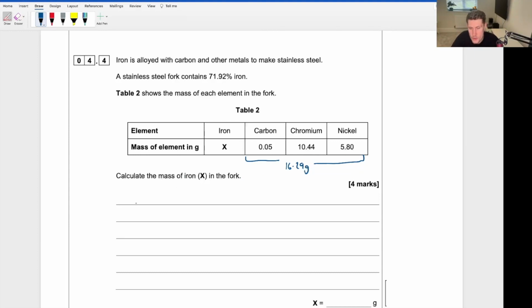And I know that out of the 100%, 71.92% is iron. So how much is just carbon, chromium and nickel? So I'm going to do 100 minus 71.92, and that means that I have 28.08%, which is carbon, chromium and nickel. Now to find the mass of everything, I'm going to take my total mass and I'm going to multiply it by 100. I get 58.01 grams, and that's the whole fork.